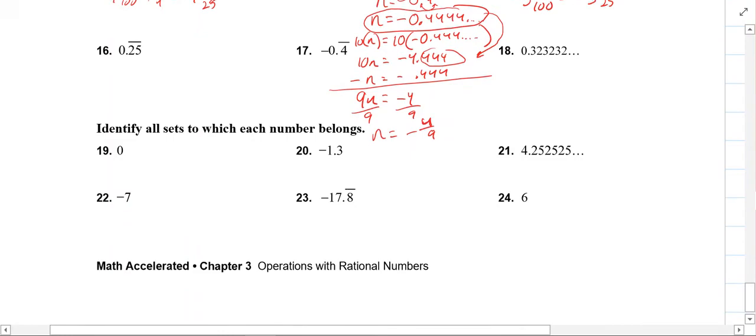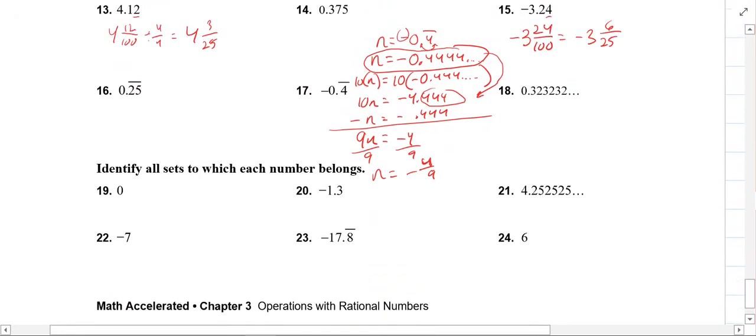And the last part, for your examples, identify all sets to which each number belongs. So what's 0? What are the sets again? Real numbers, rational, irrational, whole, integer, natural, all those words. So 0 falls inside, it is a real number. It is rational. It is an integer. And it is a whole number. It is not a natural number.